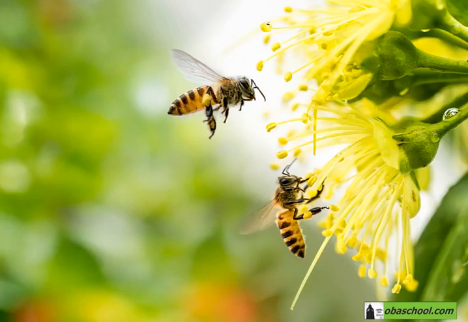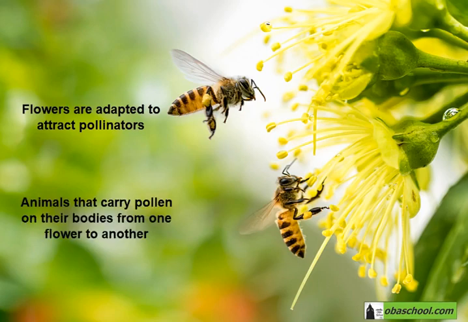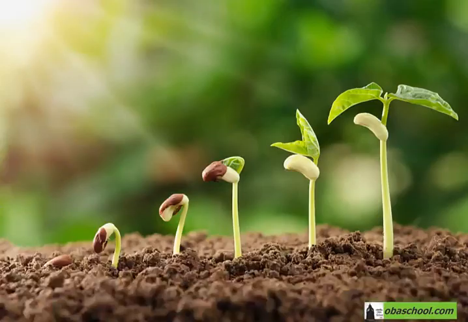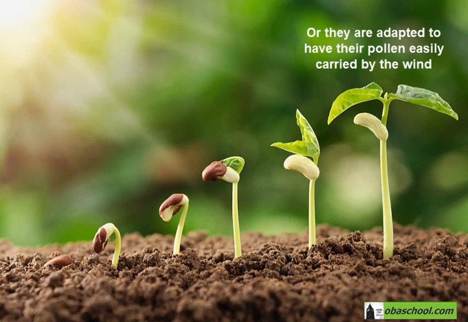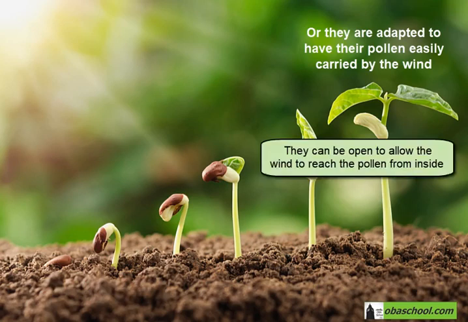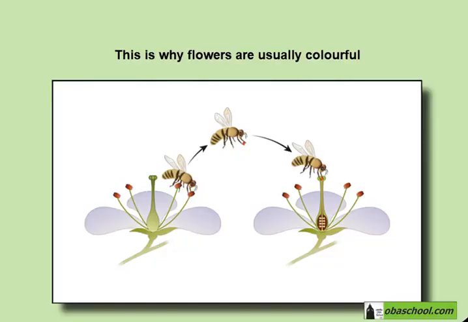Flowers are adapted to either attract animal pollinators like insects, birds, or bats, which are animals that carry pollen on their bodies from flowers to other flowers, or flowers are adapted to make it easy for the pollen to be carried by the wind and caught by another flower, like for example being open for the wind to reach the pollen and carry it, or for example being very colorful to attract the animals. This is what we mean by adaptations.